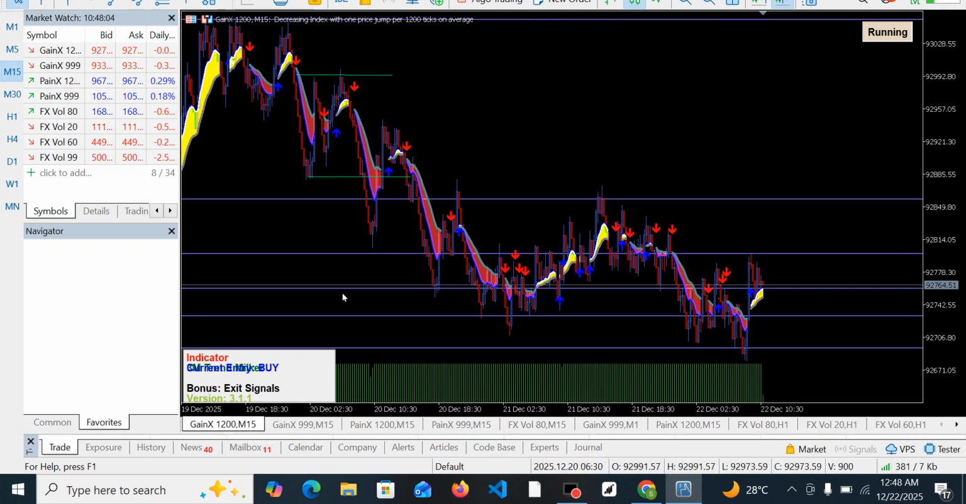So we will be starting with Ganex 1200. First of all, the same strategy which I have been using all this while is still what I have been discussing in my videos, and that is the trend trading strategy. Of course, there might be one or two adjustments depending on the chart situation, but it is still the same strategy, which is the trend trading strategy.